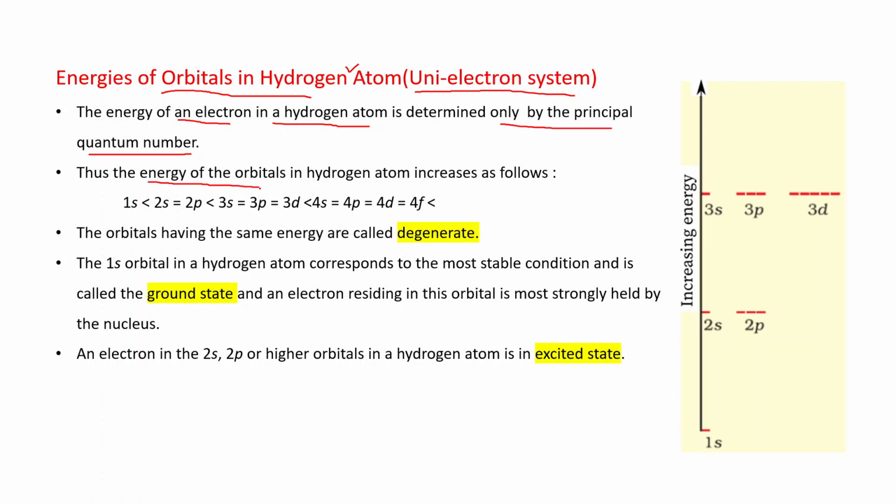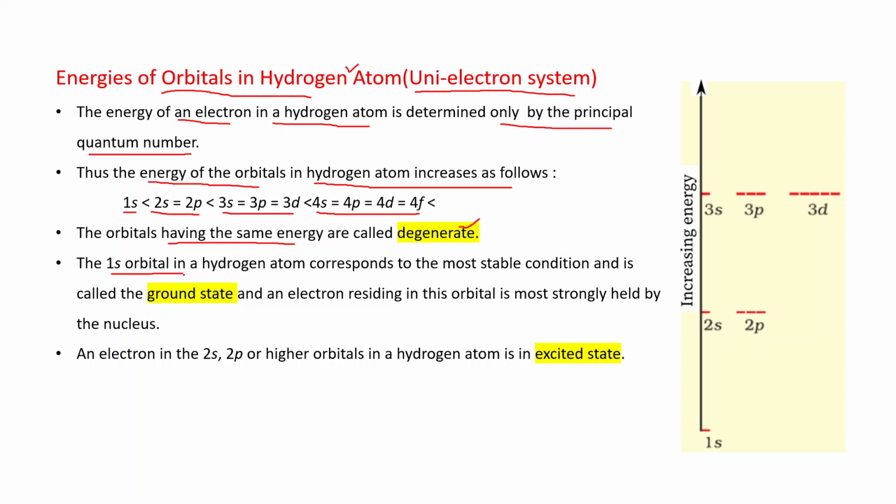Thus, the energy of the orbitals in hydrogen atom increases as follows. Lowest energy is 1s. Then 2s and 2p have the same energy but greater than 1s. Then 3s, 3p, 3d have the same energy but greater than the second energy level. In the same way, 4s, 4p, 4d, 4f have the same energy but greater than the third energy level or third shell. The orbitals having the same energy are called degenerate orbitals.